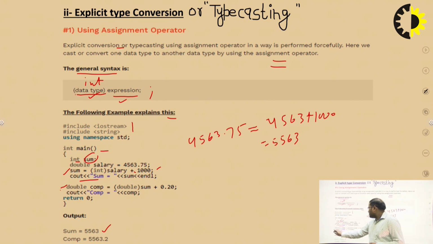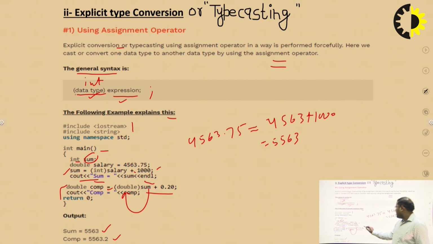Now in the next segment of the code, we have taken another variable with the name comp. It is of the double type. Here also the explicit type conversion is performed using the assignment operator. Here sum, which earlier became an integer, is now converted into double, and the result is shown in floating point. And after adding 0.2, the value will be 5563.2. This will be the output.